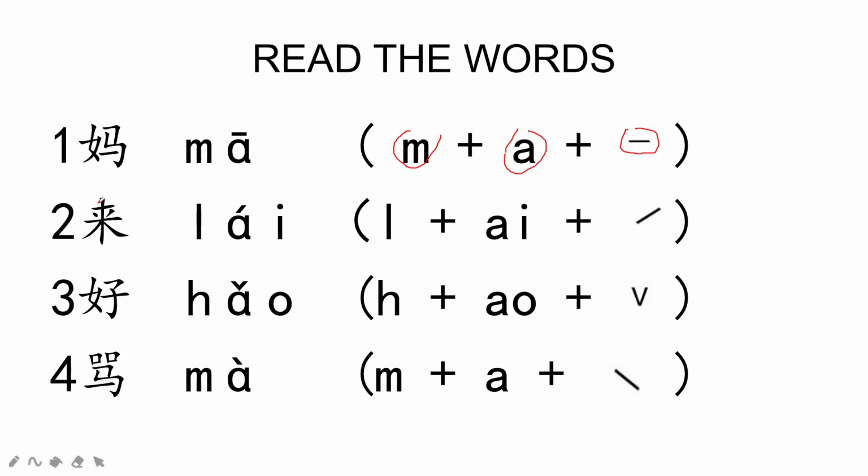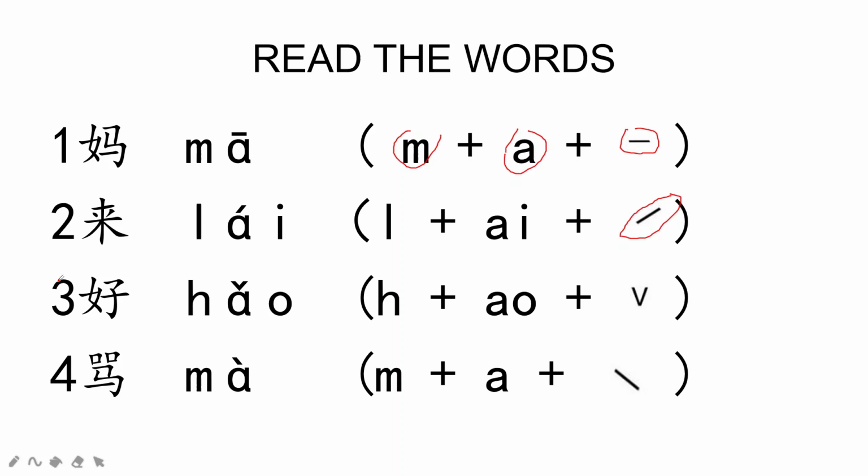Okay, the second word means come. Please come to my house, come. Okay, how to pronounce this word? You can see around that, you know, it is something like lai, like that. Lai, with the second tone. So lai with the second tone becomes lai.